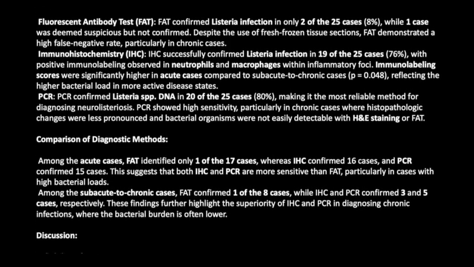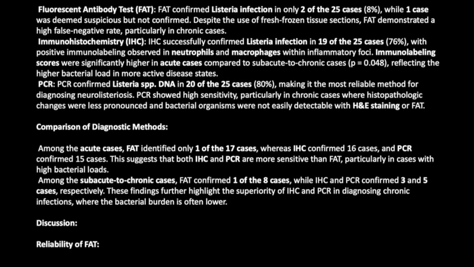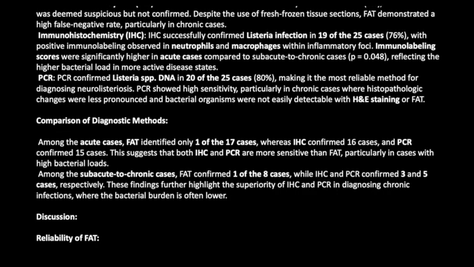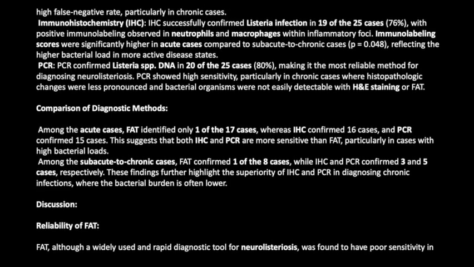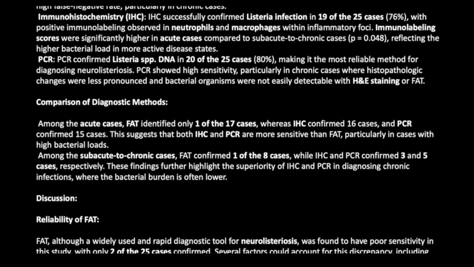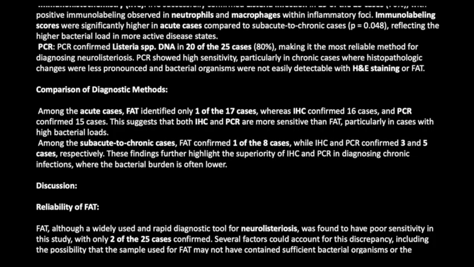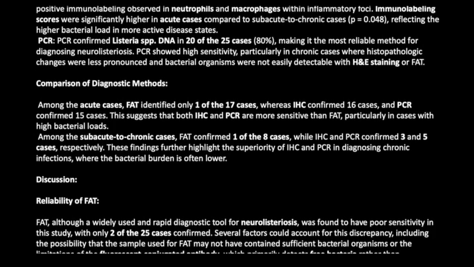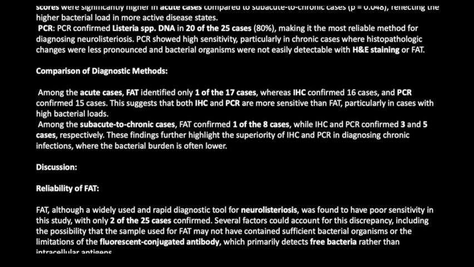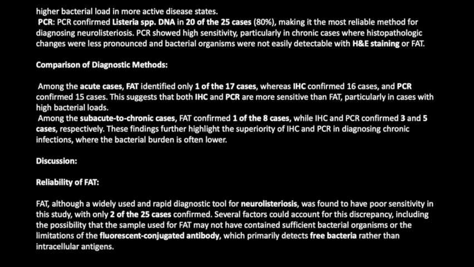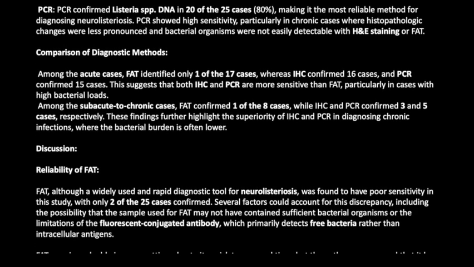Comparison of diagnostic methods. Among the acute cases, FAT identified only one of the 17 cases, whereas IHC confirmed 16 cases and PCR confirmed 15 cases. This suggests that both IHC and PCR are more sensitive than FAT, particularly in cases with high bacterial loads. Among the subacute to chronic cases, FAT confirmed one of the 8 cases, while IHC and PCR confirmed 3 and 5 cases, respectively. These findings further highlight the superiority of IHC and PCR in diagnosing chronic infections, where the bacterial burden is often lower.